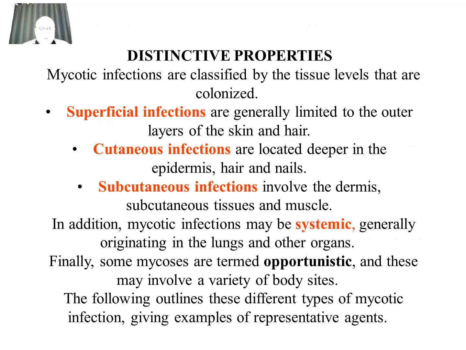So let us see the distinctive properties of fungi. Mycotic infections are classified by the tissue they colonize. For example, there are superficial infections, which are limited to the skin and the hair. Then you have cutaneous infections, which are a little deeper and involve the epidermis, hair, and the nails. Then we have subcutaneous infections that involve the dermis, subcutaneous tissues, and the muscles.